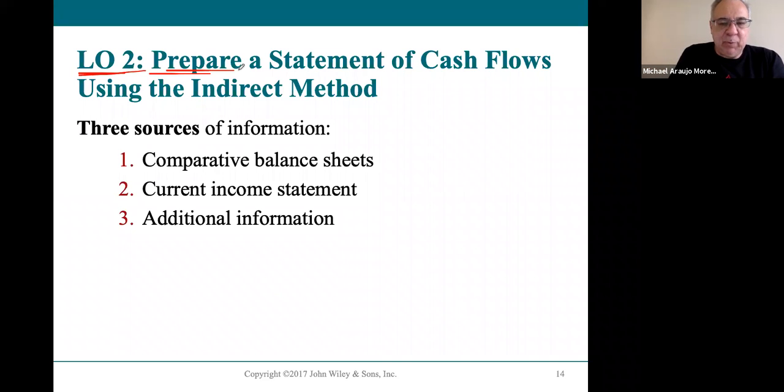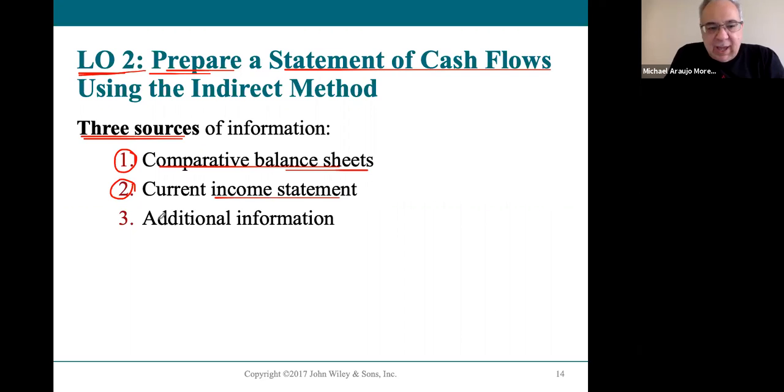Same thing here. Okay. So to prepare a statement of cash flow, we're going to use the indirect method. We need lots of information. First, we're going to need balance sheets from this year and last year. So we call it comparative balance sheets. We also need a current income statement. And then there's going to be additional information that we're going to need to understand that's going to affect the cash flow statement one way or the other, either because cash was used or there was a non-cash activity that happened.